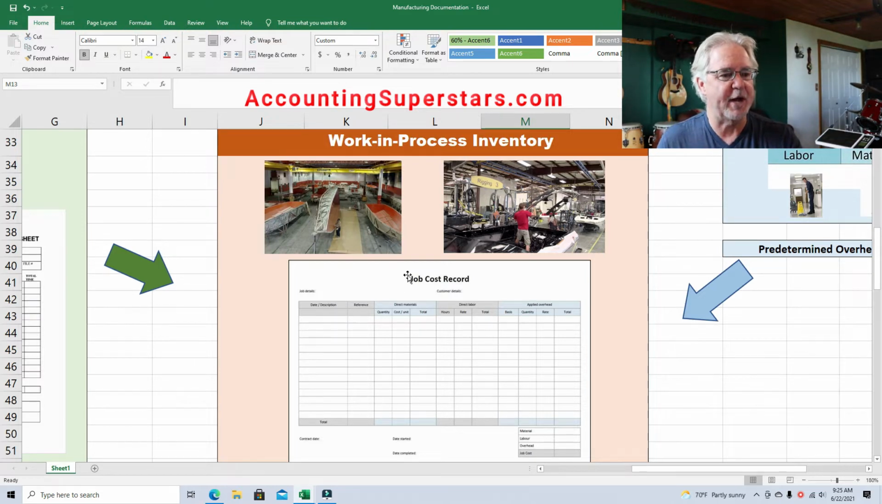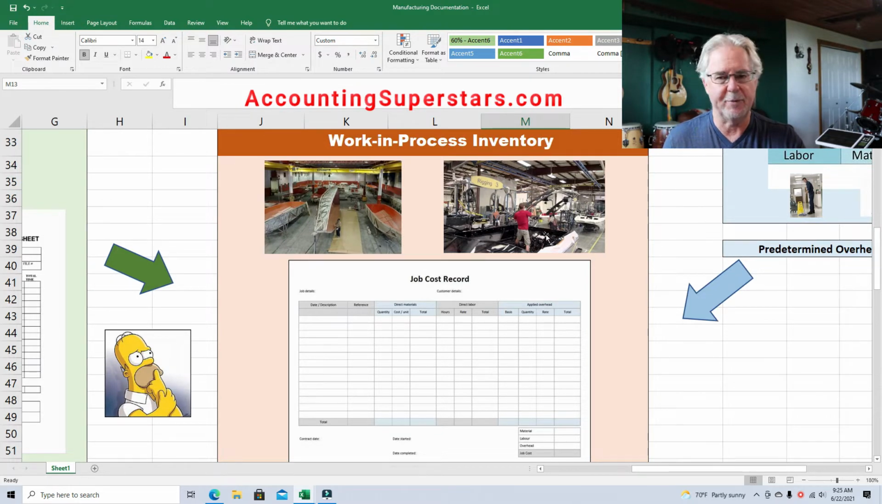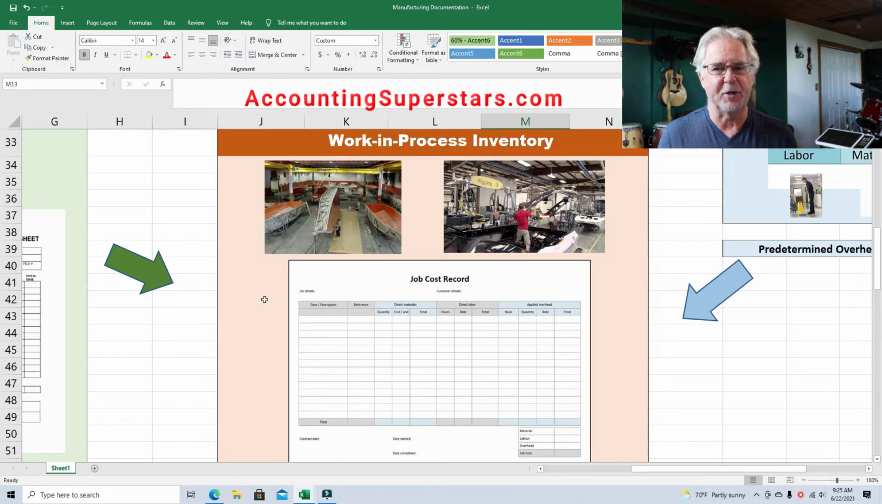And you'll have a job cost record for each and every job. Like here's a guy working on the right. He's got a red shirt on. He's working on a boat. And since this boat is a custom built boat for a customer, it will have a job cost record. All the costs that pertain to this boat will go on this job cost record, like labor and materials and overhead. And when the job is all finished, this job cost record will say, okay, job finished, and it'll give the date that it's finished.